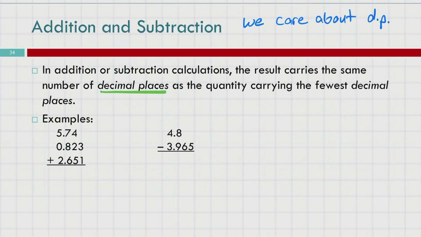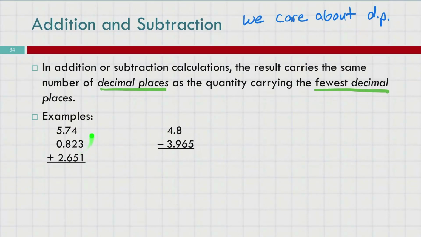Same number of decimal places as the fewest decimal places. This is really easy if we line it up to do it by hand. So in these examples, we've got it all lined up. So we don't care about the number of significant figures. We care about what's the least precise decimal place. Usually, it's places after the decimal.